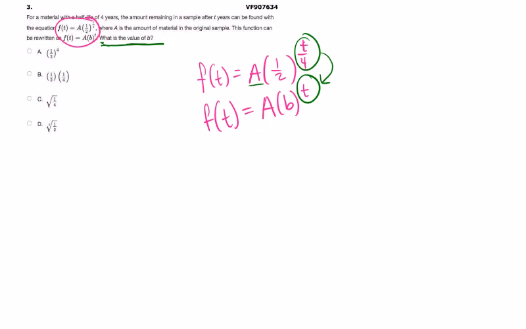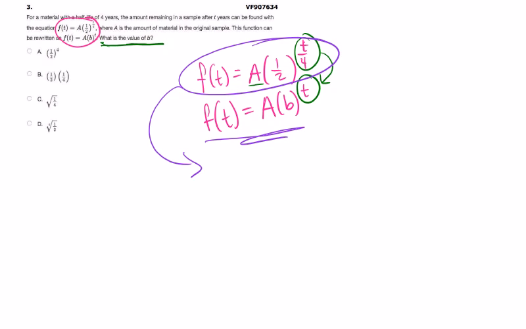Okay, so here's what we're going to do. We're going to start with this and try to get it to look like this. So I'm going to take f of t, and instead of writing t over 4, I'm going to change it up a little bit and write it as 1/4 times t, right? I remember that there's an invisible 1.